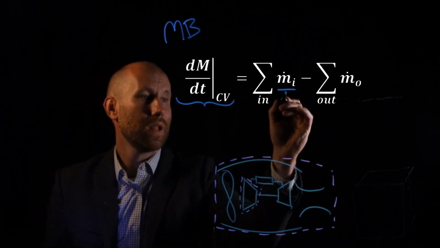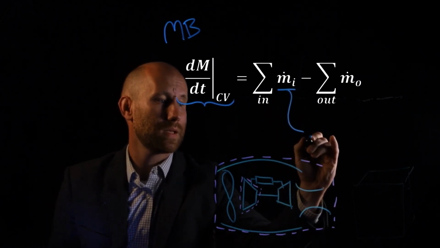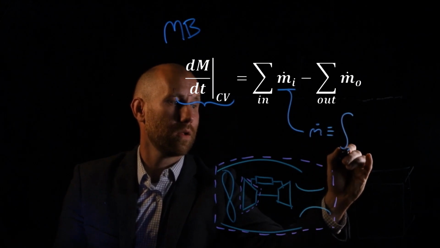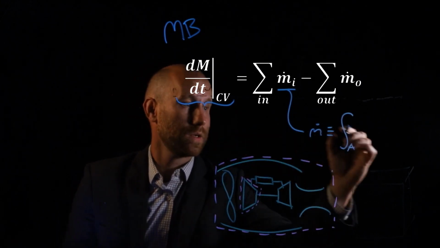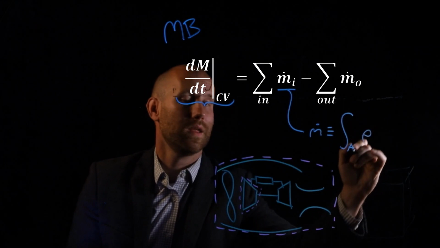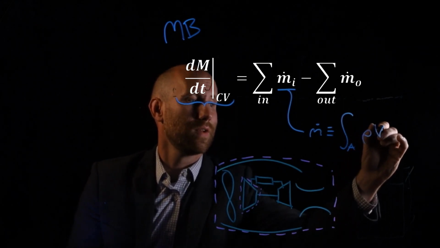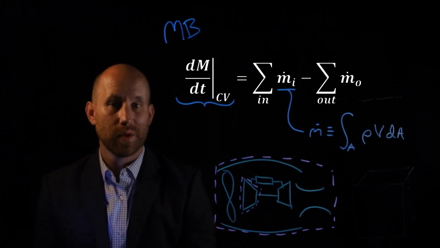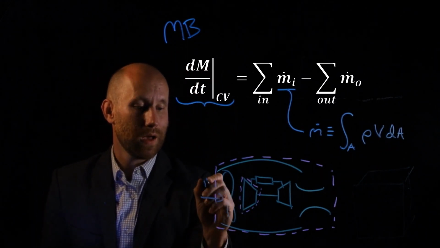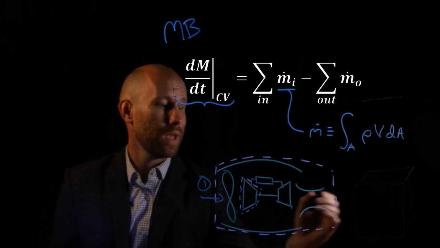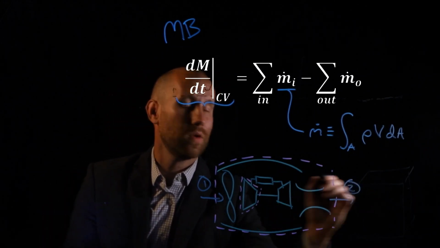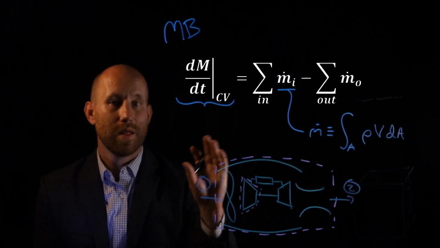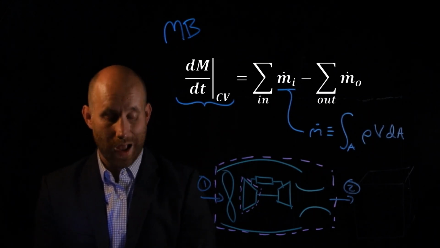Let's recall again that this mass flow rate, m dot, is actually defined as the integral over an area that we're interested in of the density of that fluid times the velocity, again, integrated over that area. So if we have multiple inlets and outlets, say we have location 1 where we have flow coming in, and location 2 where we have flow coming out, we can analyze this system according to this mass balance that we have previously derived.